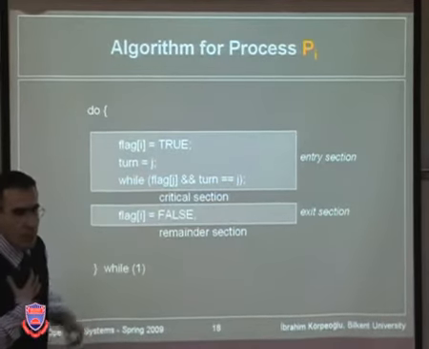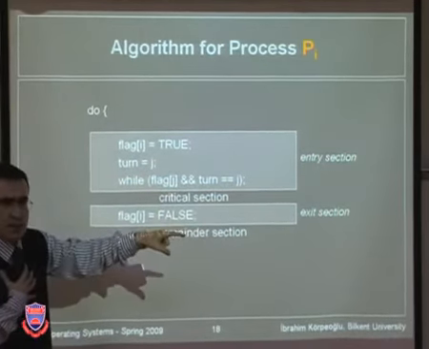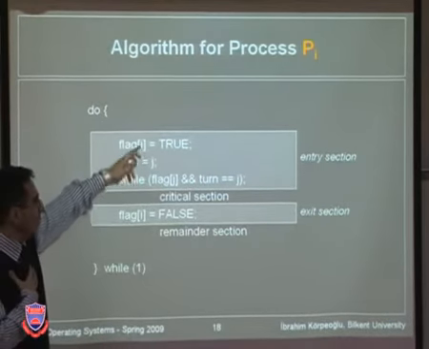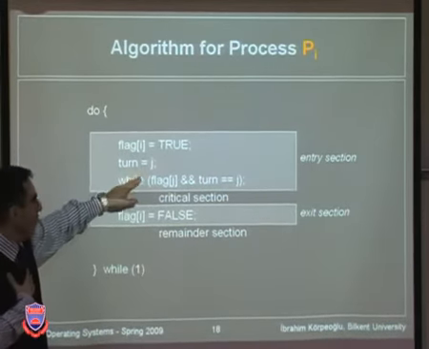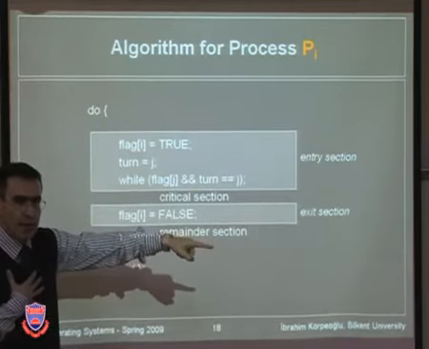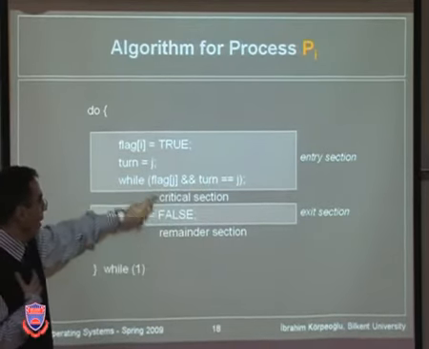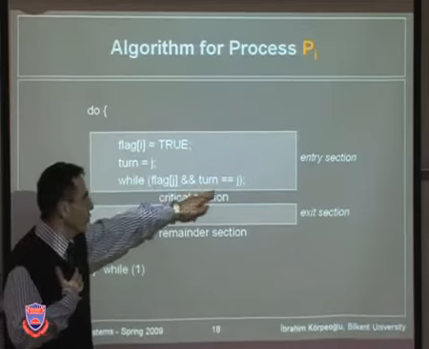So assume I am process I and that is process J, okay? So I am executing this piece of code. I set my flag to true. I set turn to be equal to that process's ID, and I am now checking these conditions.